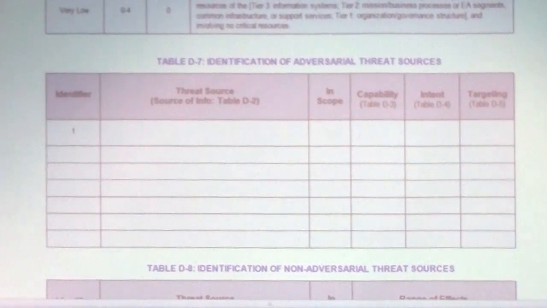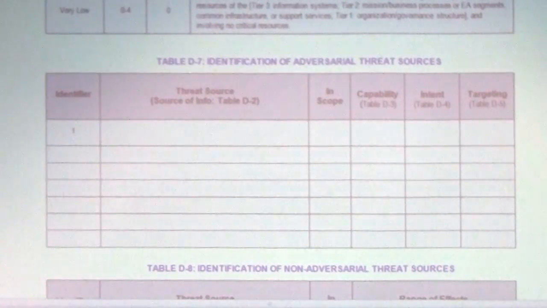And the identifier column is just for you to put an identifier on it. As you go through the rest of the tables, there's always a column for identifier, so you don't always have to keep repeating which threat it is. You can just call it threat 1, or threat whatever. You can label it however you want in the identifier. That's just there for your convenience.